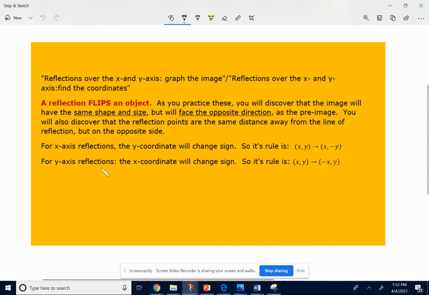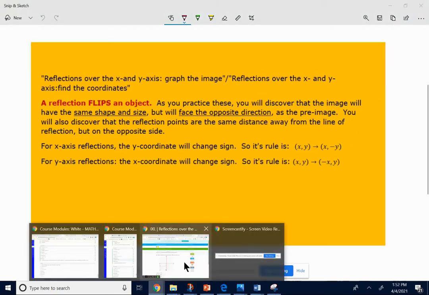Okay, for a y-axis reflection, and again, you'll have to graph some of these maybe to believe me, but the x-coordinate will change sign. So the rule for a y-axis reflection is (x, y) maps to (-x, y). Y stays the same, the x is opposited. Okay, show you some things here.